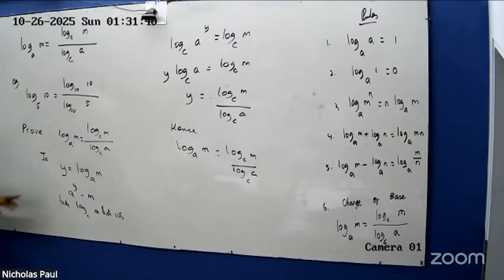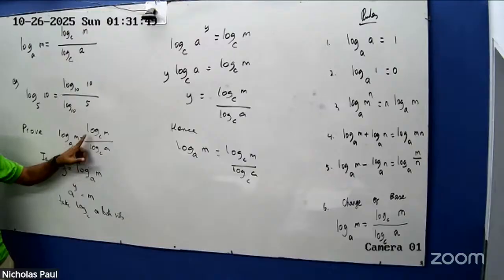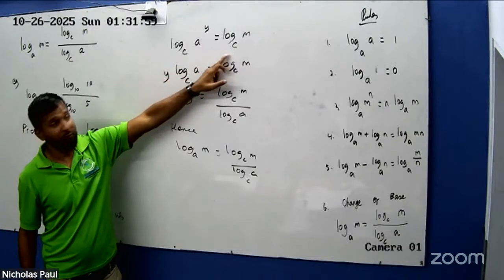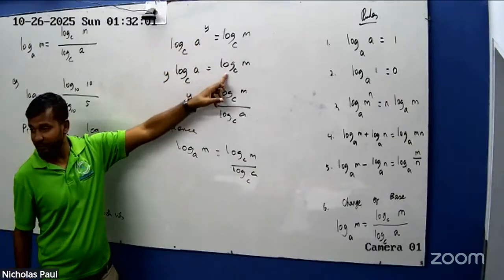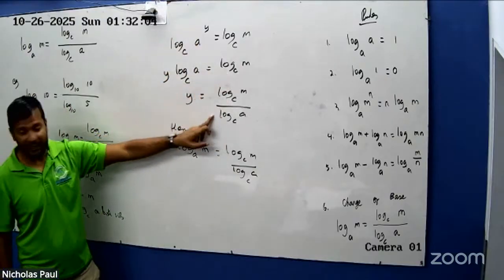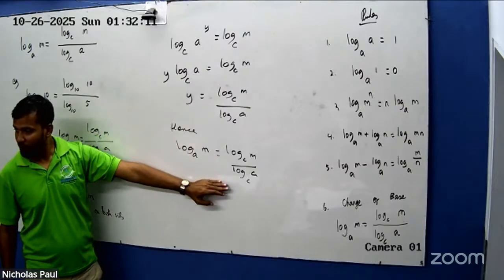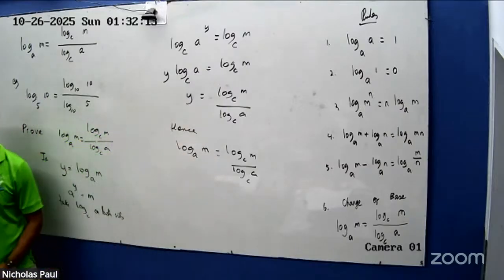So after I convert to the exponential form, I take log c on both sides because I want to prove that log to the base a of m is log to the base c of m over log to the base c of a. So I have to introduce this log c thing now. So I took log c on both sides, then bring down the y, carry across this. And now y equal to this. But I also know y equal to this. So I equate them. This equal to that. That's okay?